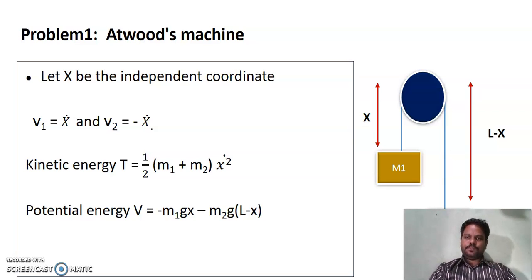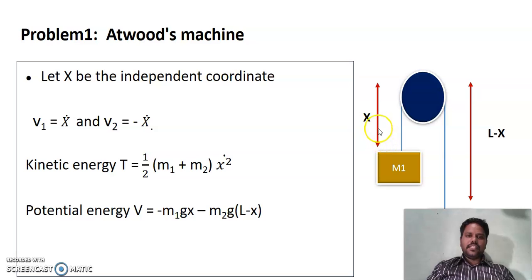Atwood's machine. Two bodies of mass m1 and m2 are connected with an inextensible string passing over a small pulley. This system is known as Atwood's machine. Atwood's machine is an example of a conservative system with holonomic constraints.